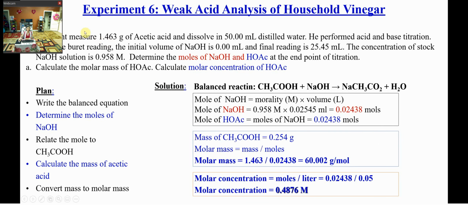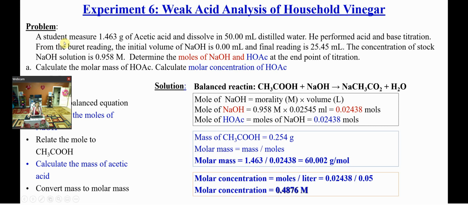In this case, let's do a little calculation. I have an example for you. You are going to measure 1.463 grams of your acetic acid and dissolve it in 50 milliliters of distilled water. You prepare a solution, and before you perform this acid-base addition, make sure you proofread your variables. Make sure your burette is calibrated, there is no damage, and there is no leaking.